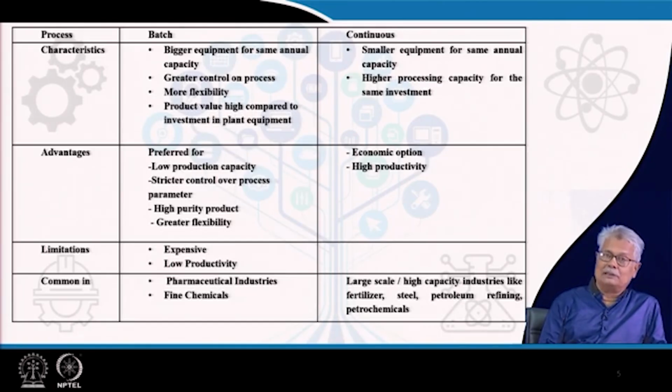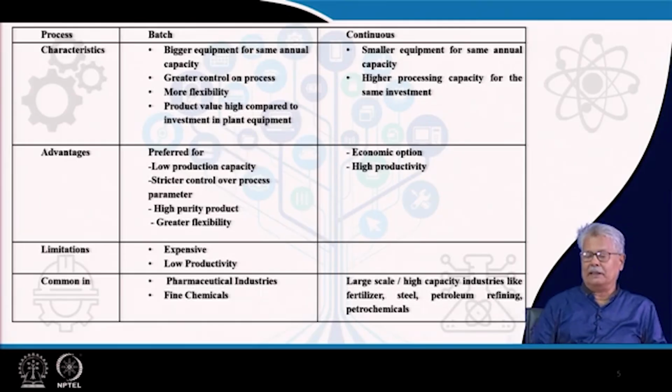The first thing, in case of batch, we find that it's a bigger equipment that's required. You can have a greater control on the process. You definitely do have more flexibility, because you can use the same set of equipment for producing different quality of material by just altering either the processing time or slightly tuning the temperature, pressure, flow and level and the processing mode. The product value normally, if it is high, the extra money spent on the batch process usually pays off.